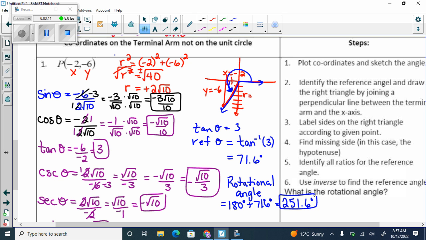Does that make sense? The reason why you take the positive is because then it lands you in quadrant 1, and quadrant 1's angle is the same as the reference angle, right? They're equal. So that's why I always take the positive. Okay.